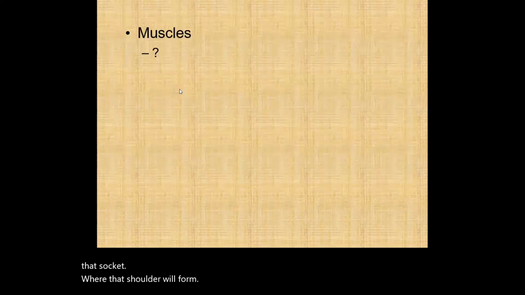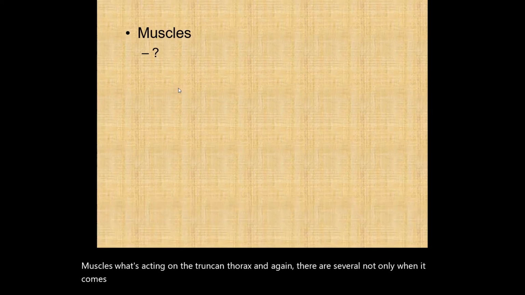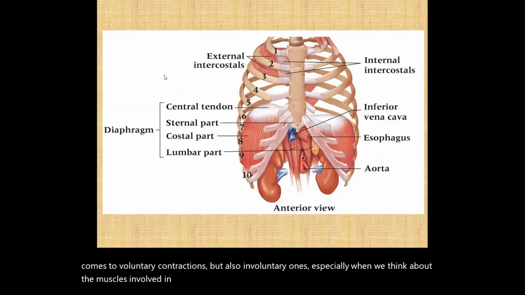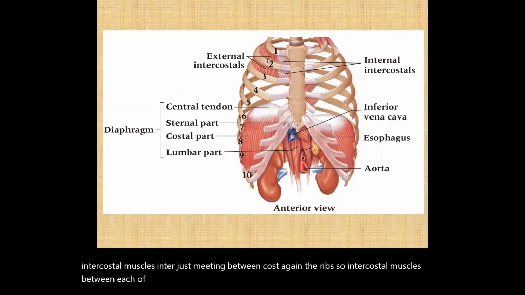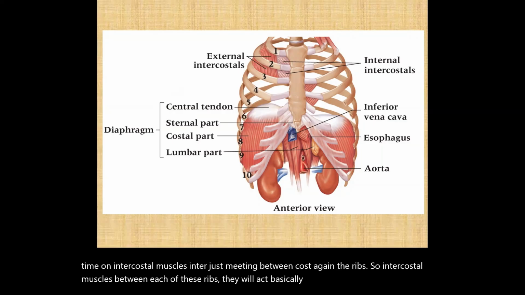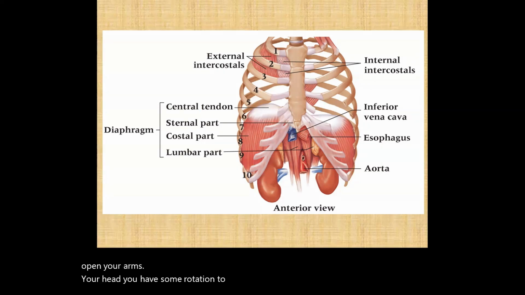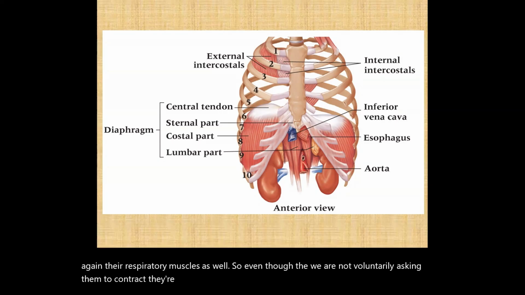Muscles, what's acting on the trunk and thorax? And again, there are several, not only when it comes to voluntary contractions, but also involuntary ones, especially when we think about the muscles involved in respiration or breathing. So the ones that we will spend the most time on, intercostal muscles, just meaning between, cost, again, the ribs. So intercostal muscles between each of these ribs. They will act basically together anytime that the chest is open, your arms are above your head, you have some rotation to it. Those intercostal muscles will be functioning. And again, they're respiratory muscles as well. So even though we are not voluntarily asking them to contract, they're still contracting to allow us to breathe and move throughout the day.